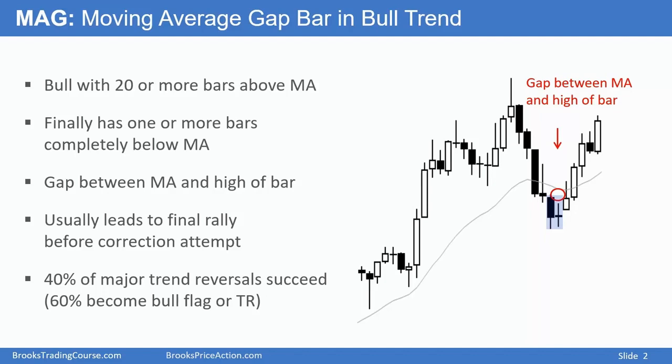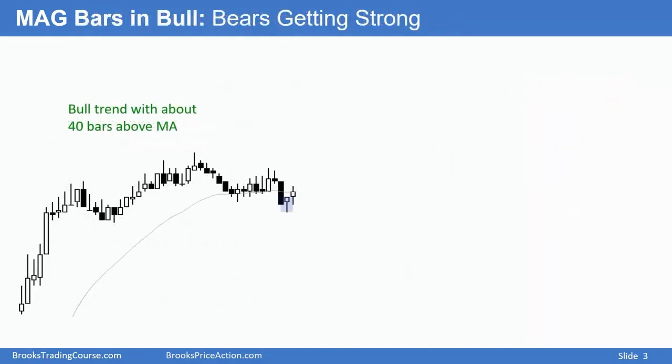Gap between the high of those 2 bars and the moving average. This is a bull trend that's been going on for about 40 bars. It finally touched the moving average. There's a gap between the low of this bar and the moving average, a gap between all of these bars and the moving average. When you finally get a touch of the moving average, it's a 20 gap bar buy setup. If a bull trend has been above the moving average for 20 more bars, there are usually bull scalpers buying at the moving average, looking for at least a test of the prior high.